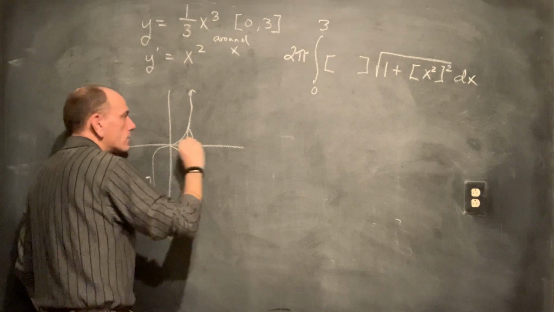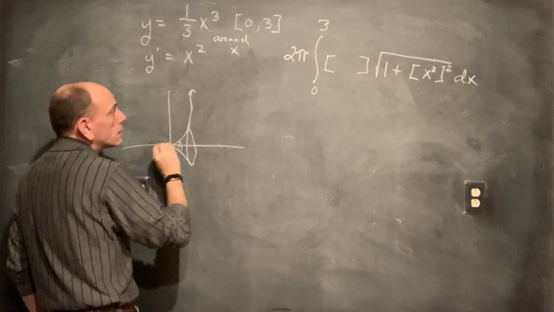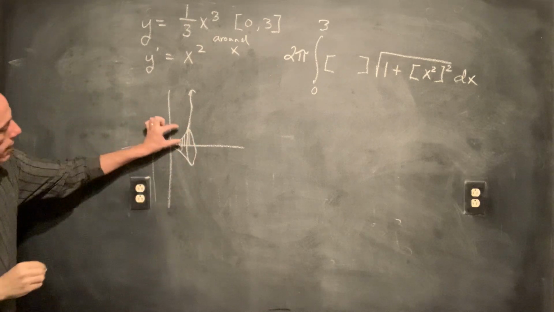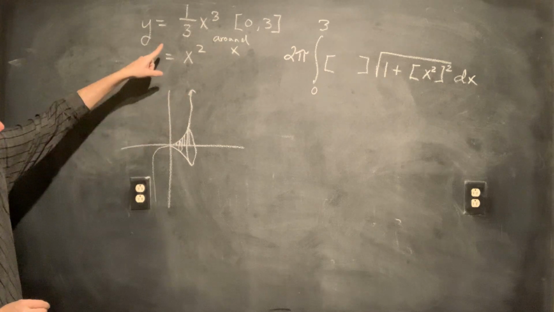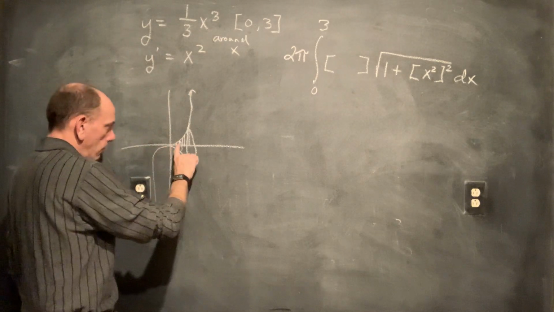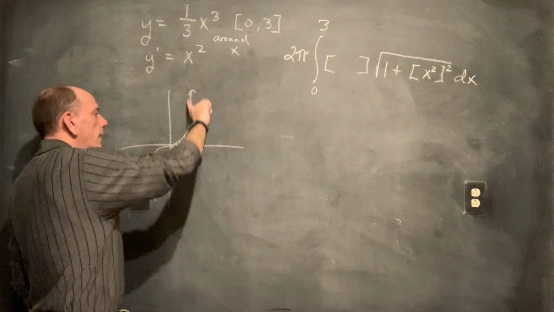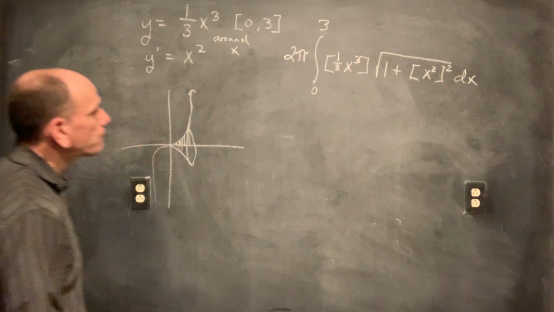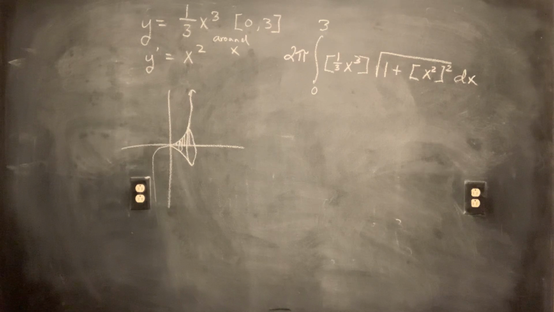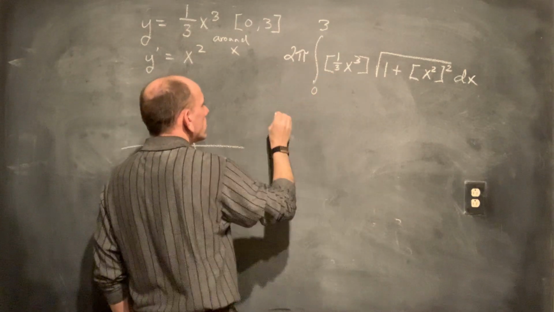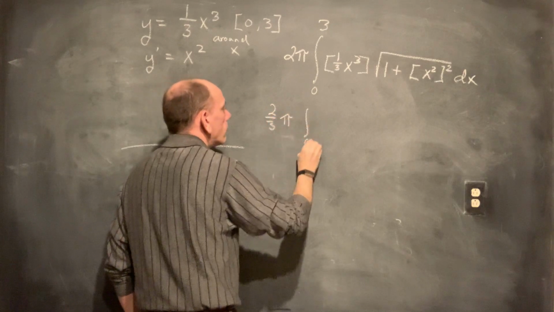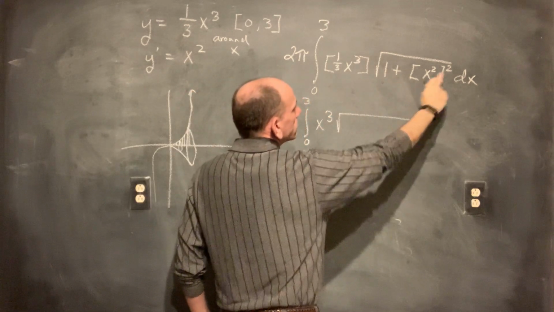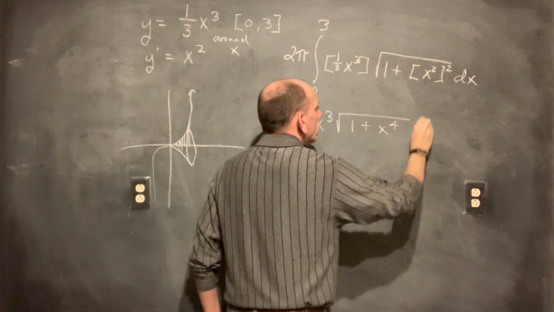And so if I'm taking my cross sections, I'm going dx. The radius is being defined again by that y equal 1/3 x cubed. So the radius of my slice is being dictated by this curve here, 1/3 x cubed. Good. All right, so the 1/3, that's constant. We can pull that out. 2/3 pi, integral from 0 to 3. Got x cubed, square root, 1 plus x to the 4th dx.